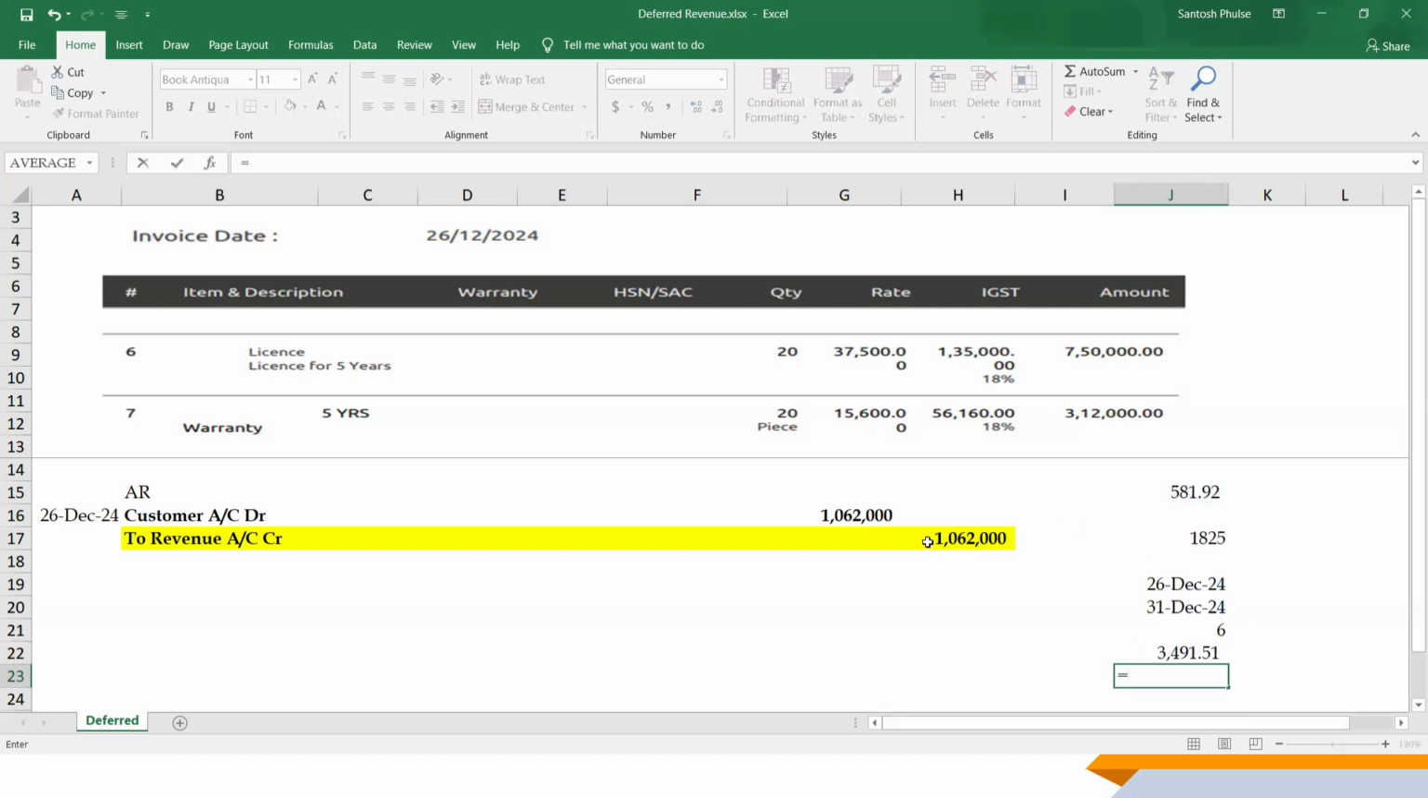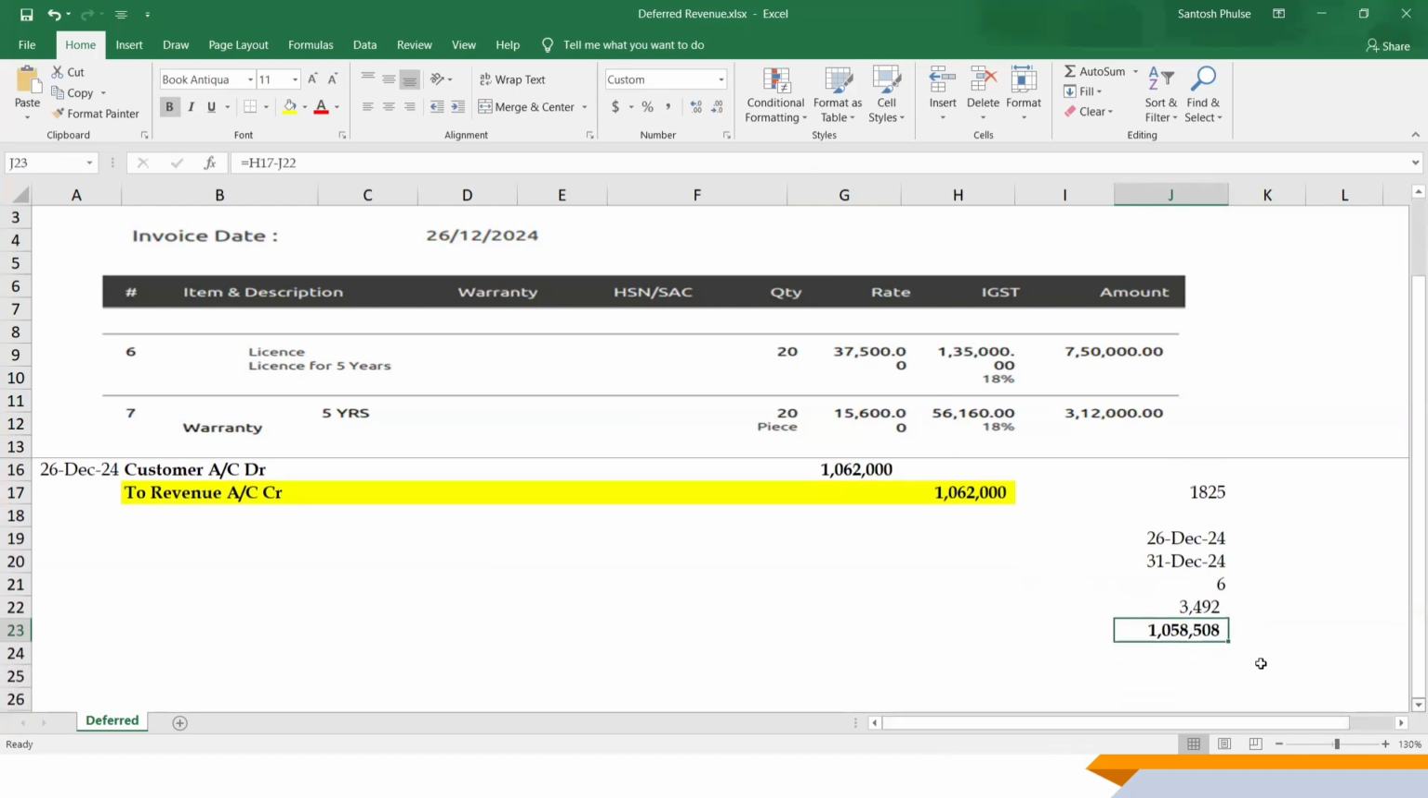And how much in total did we credit to the P&L? 10,62,000 less this 3,491. So it means that 10,58,508 is going to be deferred revenue for us. And these calculations we have to do in the deferred revenue schedule. And we have to keep those calculations ready as a schedule. So that's going to be matched with your balance sheet.